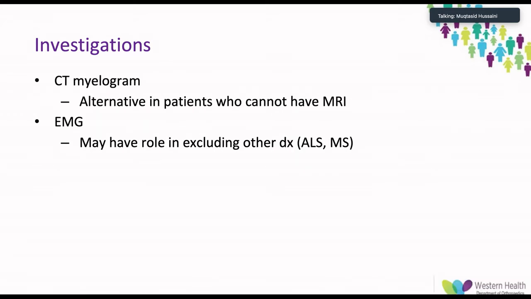CT myelogram may be an alternative in patients who cannot have MRI for various reasons, for instance, a non-compatible pacemaker. However, it is an invasive investigation, and it's not as useful compared to an MRI. There may be a role for EMG if you need to exclude other diagnoses, such as neurological conditions like motor neuron disease or multiple sclerosis.